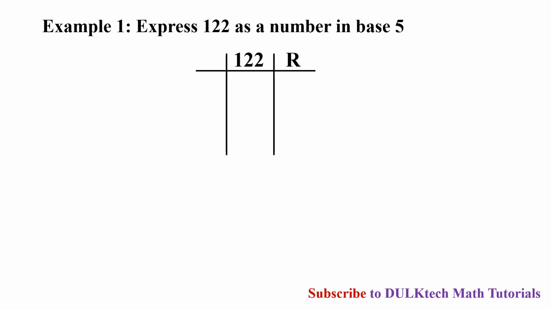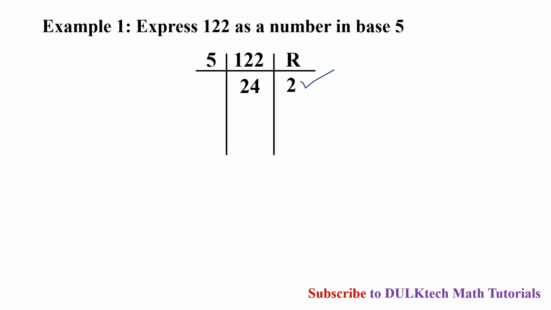Since we are converting this one to base 5, we are going to divide throughout by 5. Whether it's a multiple of 5 or it's not, we are going to divide throughout by 5. So first of all, let's divide this 122 by 5. We are saying 122 divided by 5 is 24, and we remain with a remainder of 2. So we write this remainder here. The remainder is 2, right?